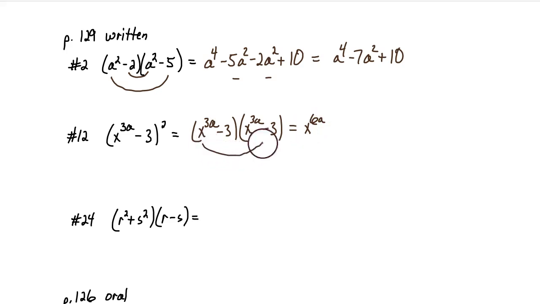Now the outer product. That's negative 3 x to the 3a. Now the inner product. Another negative 3 x to the 3a. And the last, negative 3 times negative 3 is positive 9. Now combine these two like terms.